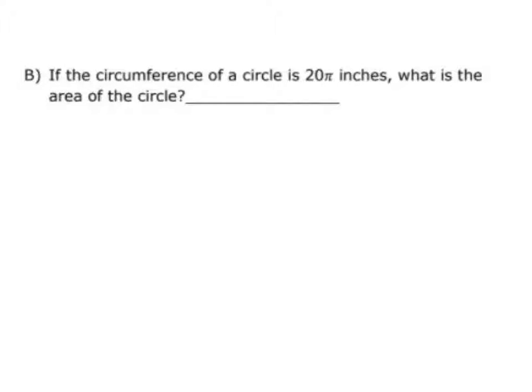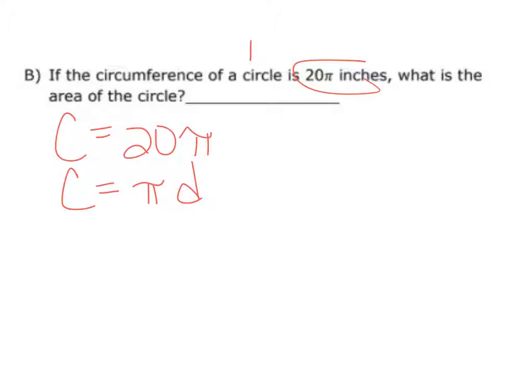So on this next example, it says, if the circumference of a circle is 20 pi inches, what is the area of the circle? So let's think about it. Circumference is 20 pi. So what is 20? Isn't that the same thing? 20 pi is the same as pi d? Yes. Did we multiply pi? No, this part is in terms of pi.